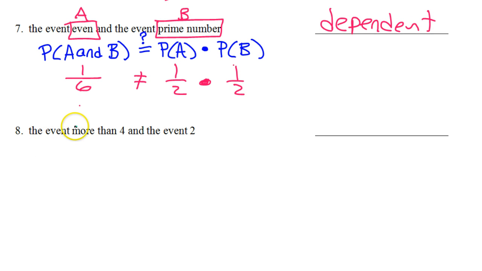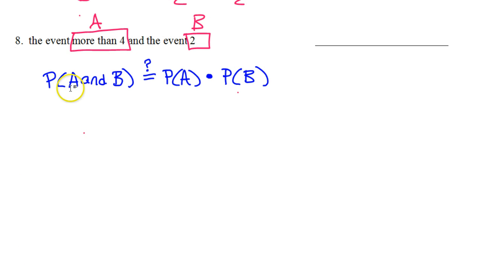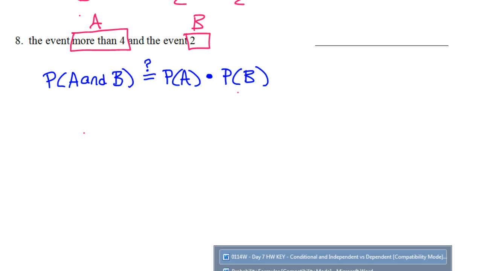Okay, event A is more than 4. And event B is 2. Okay, so let's find the intersection. Because once again, we are checking this formula to prove whether or not they are dependent or independent. So let's start by going to the black screen. Alright, event A is more than 4.